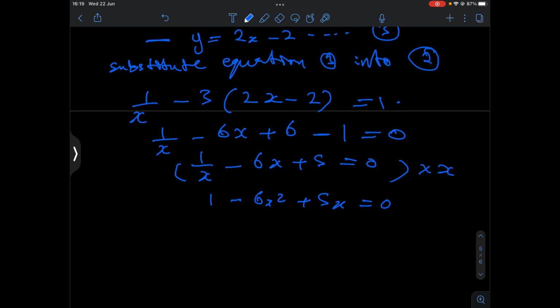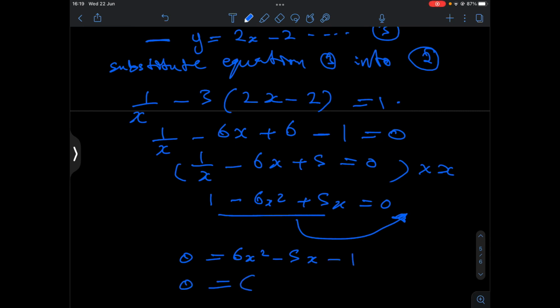So now I'll have to divide by negative throughout, or we can just say we are moving all these terms to the right hand side. So we have 6x squared minus 5x minus 1. So let us see if we can factorize this one.